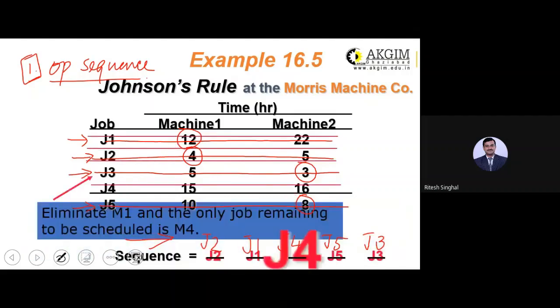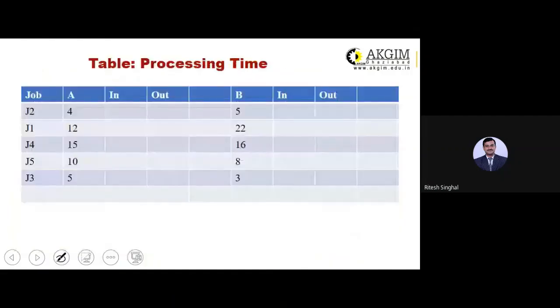Yes, this is one of the animated kind of thing. So next thing is processing time. These are the optimal sequence which we just found here. Optimal sequence of jobs J2, J1, 4, 5 and 3. And this is time required in machine A, and this is time required in machine B. For each machine we have 3 further columns, like first is in, second is out, and third one is reserved for idle time. Here we are going to find idle time.